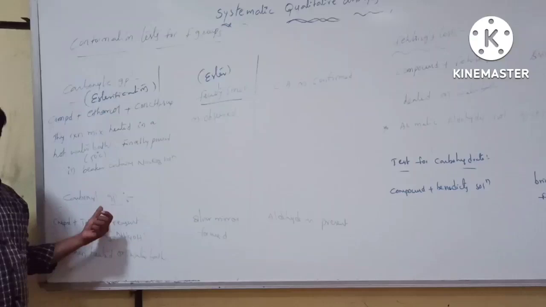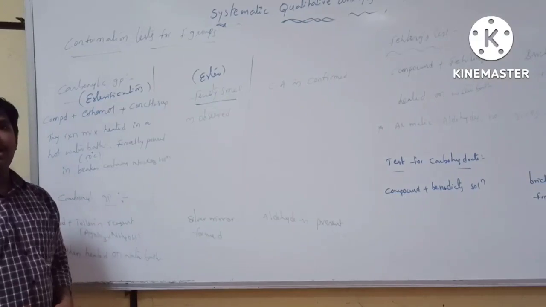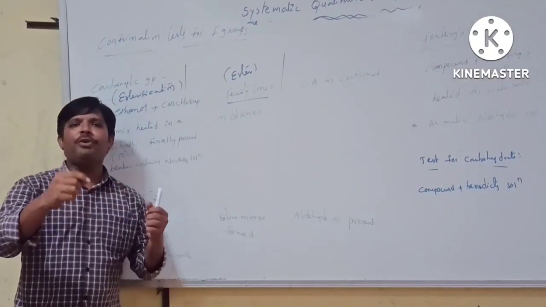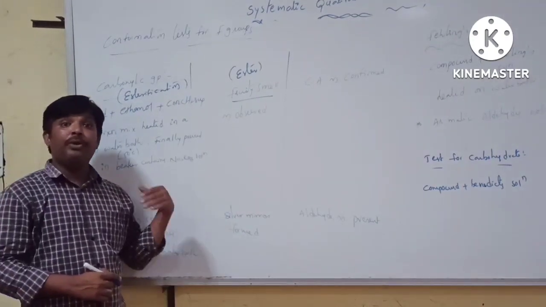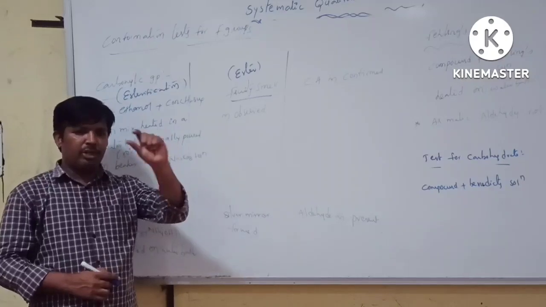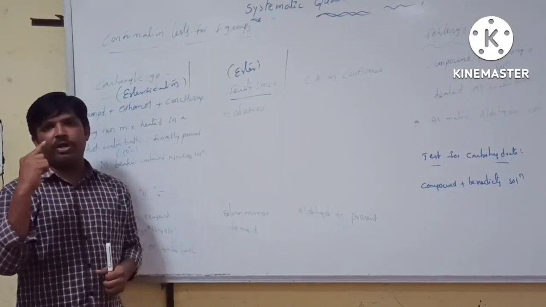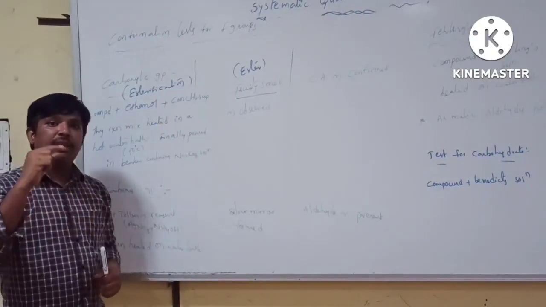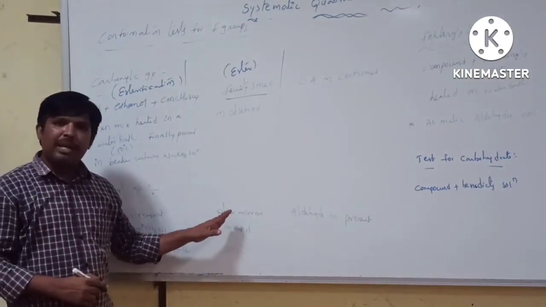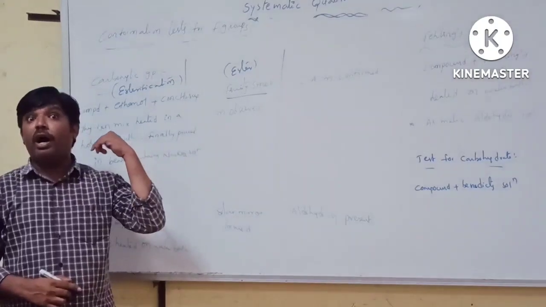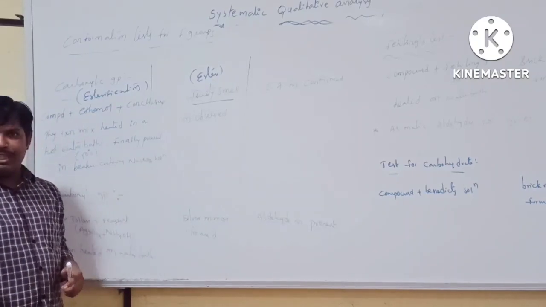Then we go for confirmation of carbonyl group, Tollens reagent. The compound is taken in a test tube, you add Tollens reagent, then heat it in a water bath, and you will get a silver mirror on the walls of the test tube. If carbonyl group is present, a silver mirror is formed on the walls of the test tube. The silver mirror formed indicates the presence of aldehyde, not ketones. Ketone does not give a positive test with Tollens reagent.